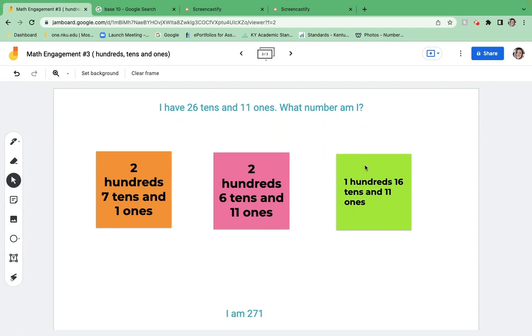For our pink sticky note, you could do 2 hundreds, 6 tens, and 11 ones. So it would be 200 plus 60 plus 11. So that would be 271 again. And then one last way you could do it is 1 hundred, 16 tens, and 11 ones. So you would have 100 plus 160, and that would be 260. And then you'd have 11 ones, and it would be 271.